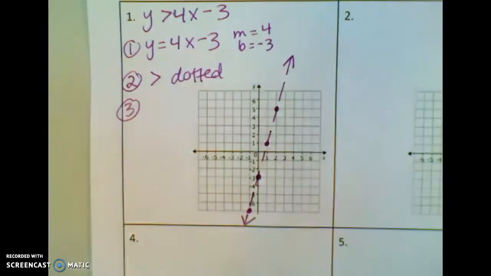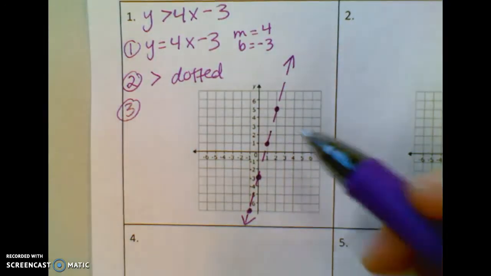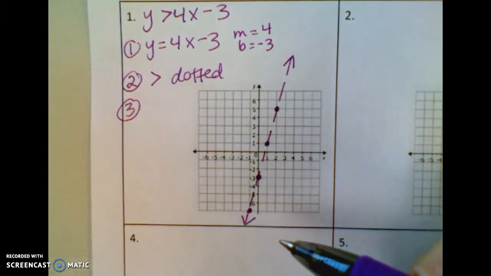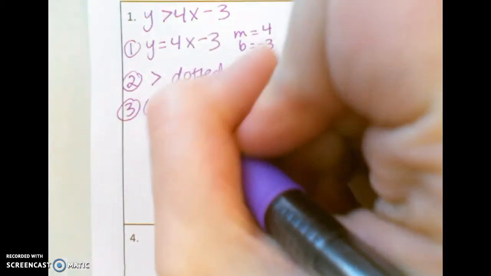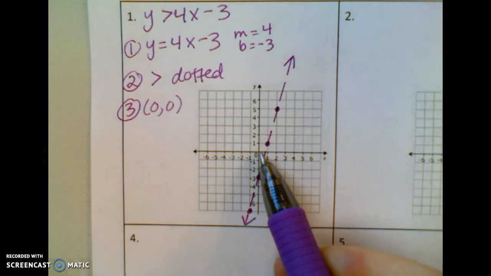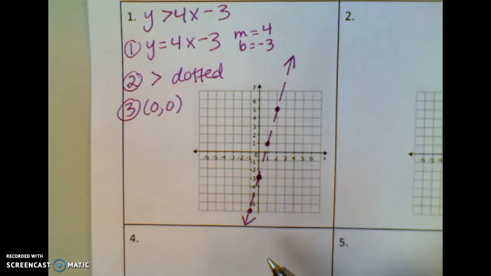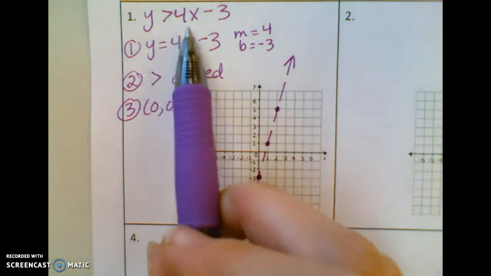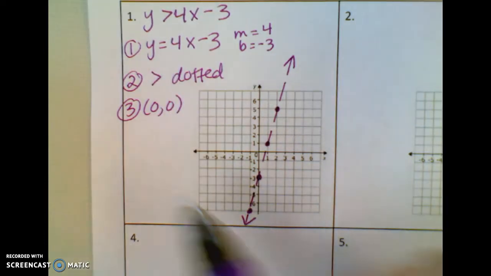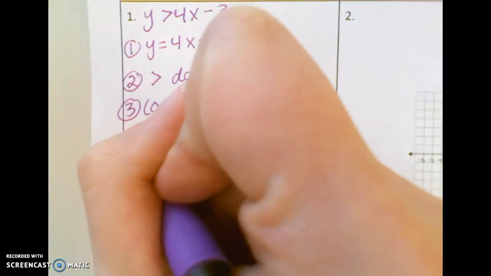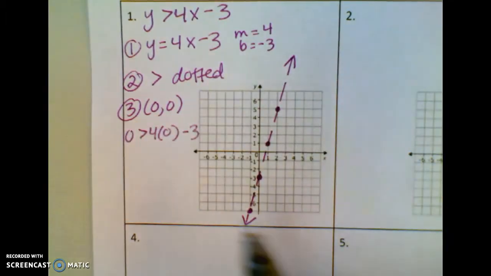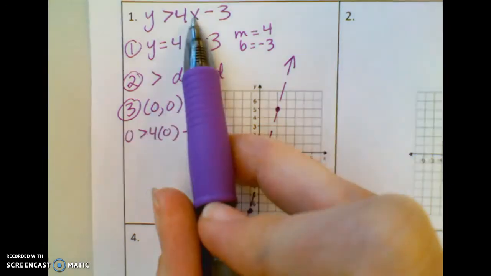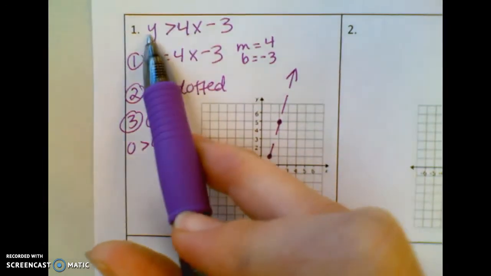Now step 3 says pick a point that is not on the line and test it in the original inequality. So pick a point. The one that I said on the front is the easiest to use is 0, 0. So if 0, 0 is not on the line, which it's not, use that point because that is easiest to plug in. So plug it into the original inequality and we'll see if it holds true. So that will be y is greater than 4 times 0 minus 3. I'm plugging in the x value of 0 here and the y value of 0 here.